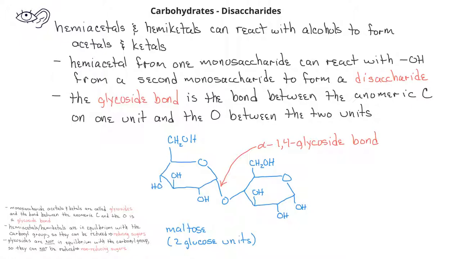We call it a 1,4 glycoside bond because it connects the first carbon, the anomeric carbon, from one monosaccharide unit and the fourth carbon from the second monosaccharide unit.